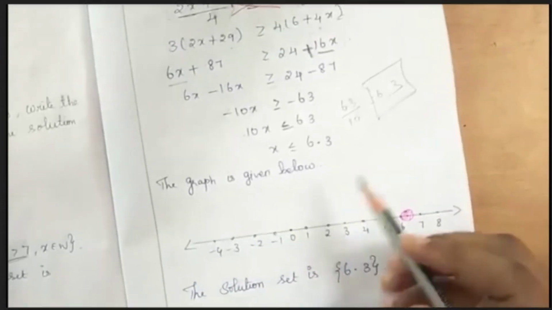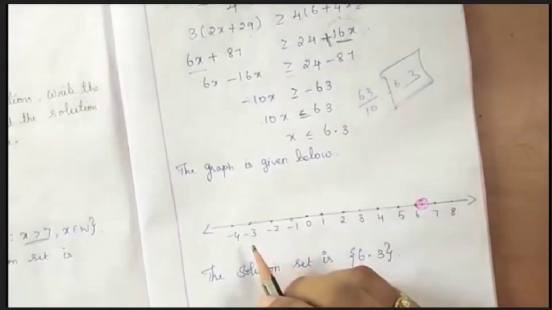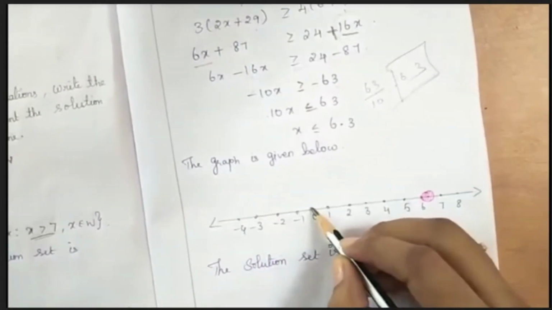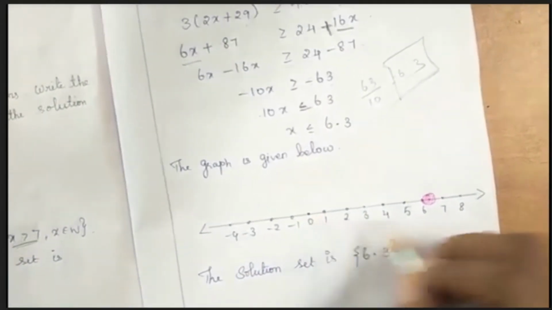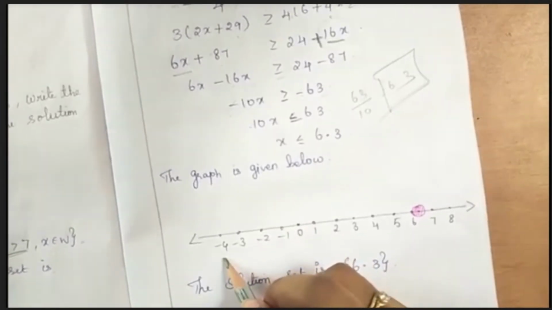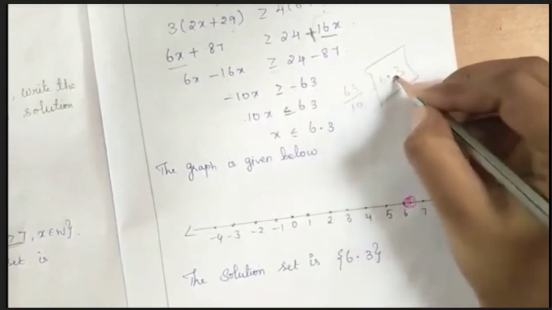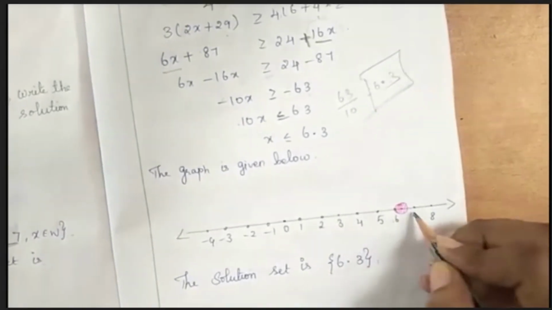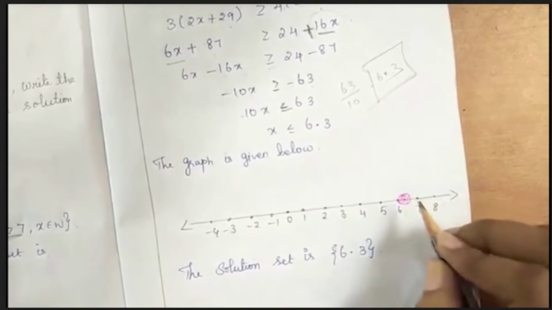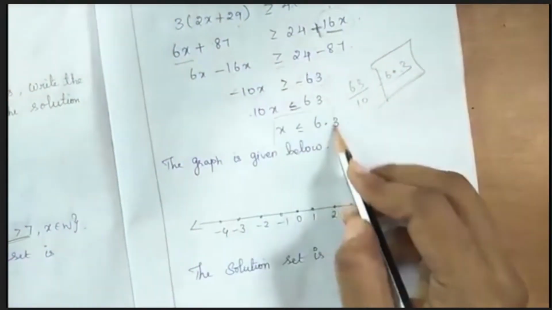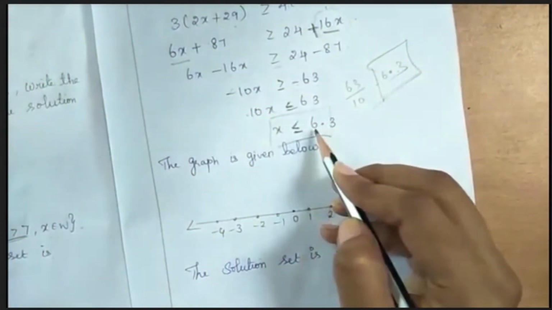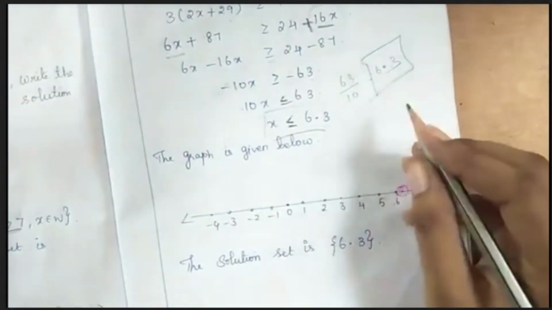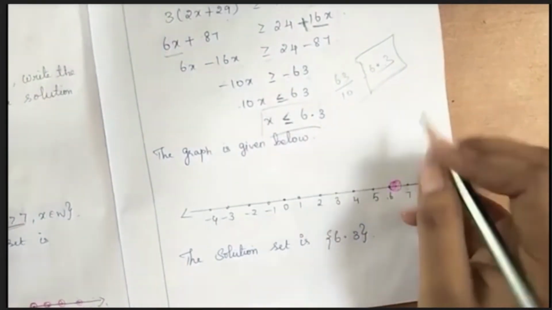Now let us go for the number line. The same procedure that we followed in the first problem, we have to follow here also. You have to start with 0 and positive integers, and on this side negative integers. So what is the answer here? 6.3. So 6.3 will definitely lie between 6 and 7, right? Make sure that your x value is less than or equal to 6.3. In the previous problem, it was x greater than 7, not equal to, just greater than 7.